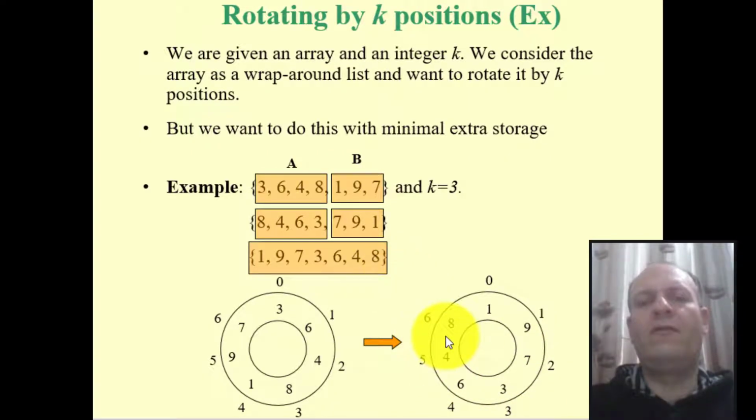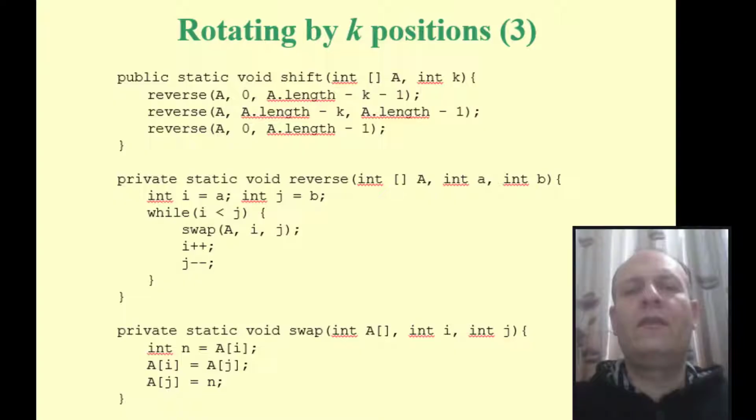Last element now. After rotation, we can implement the algorithm, the solution of rotating k position elements to the right by using Java. As you see here, we have 3 functions, 3 methods. The first one is swap, which exchanges the element at position I with the element at position J. It swaps them with each other inside the array.